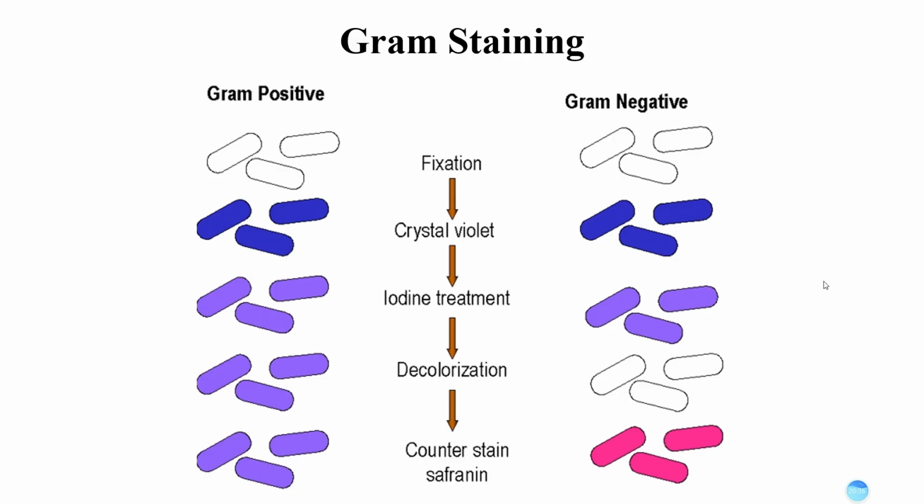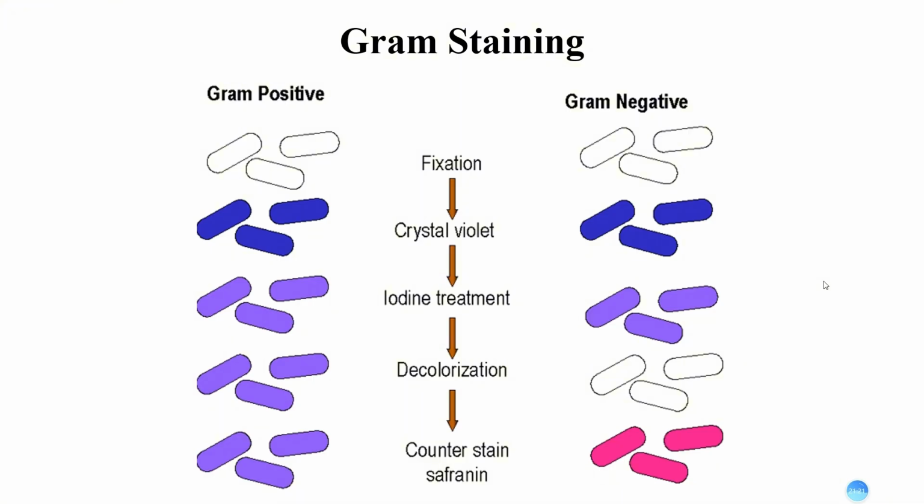Then we treat it with iodine. Iodine will bind to the crystal violet, which makes it harder to be washed away. Then we decolorize. This is a very critical step. Decolorization is critical. We treat it with ethanol and acid. Ethanol can wash away the crystal violet in gram-negative bacteria, but the gram-positive bacteria are more resistant to the decolorization. So after that, the gram-negative bacteria are colorless, while gram-positive still carry the purple color.